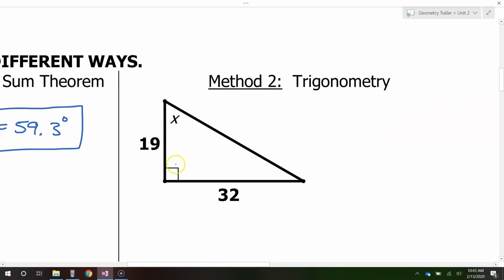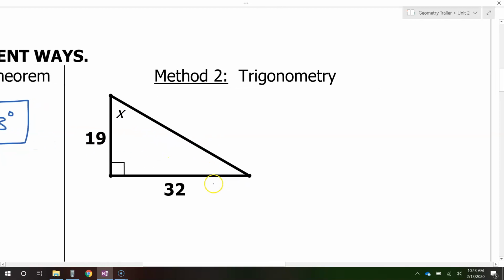Now, if I use these two sides, I can also find angle x in a different way. I can use my trigonometry, meaning sine, cosine, and tangent. So first I need to identify the hypotenuse, which is always across from the 90-degree angle. So this will be the hypotenuse. If I circle the angle that I'm looking for and draw an arrow, that arrow points at the opposite side. The other side is the adjacent side. And now I'm going to write this word SOHCAHTOA to remind me of the definitions of sine, cosine, and tangent.